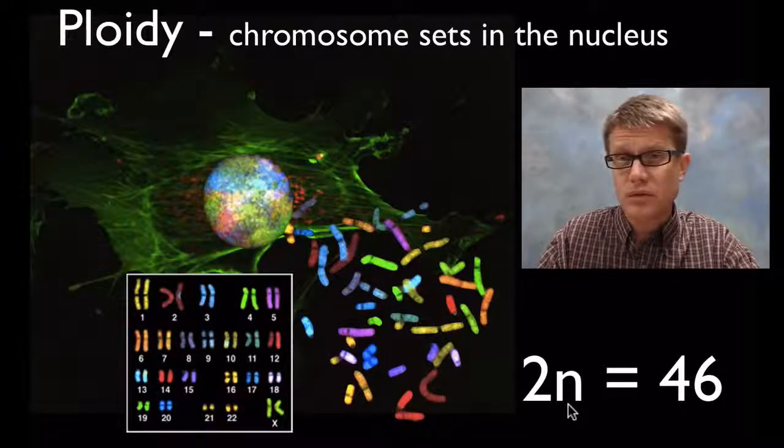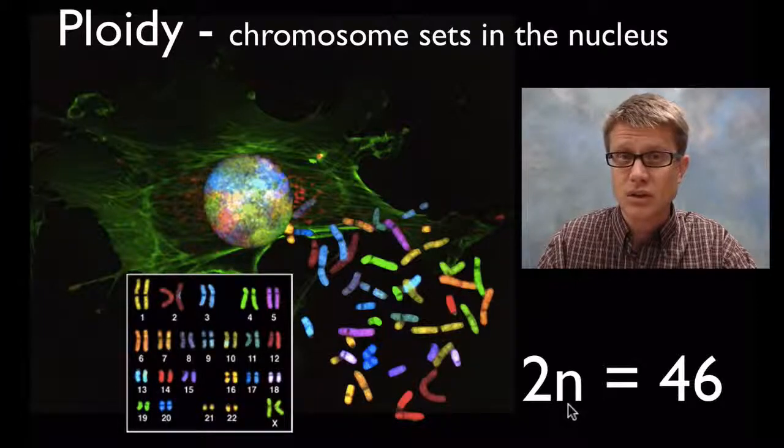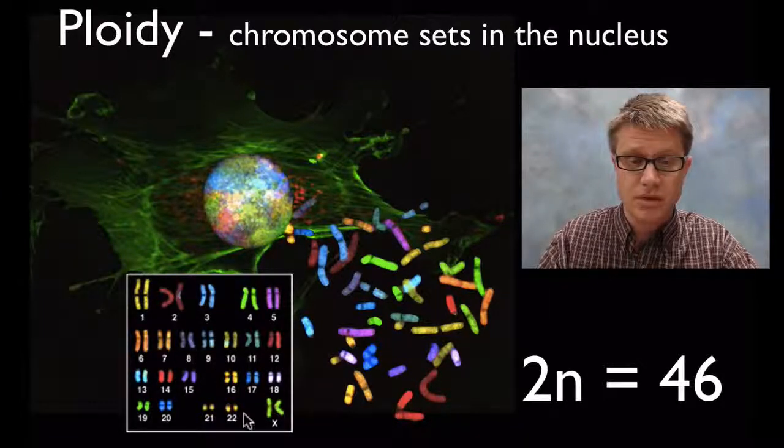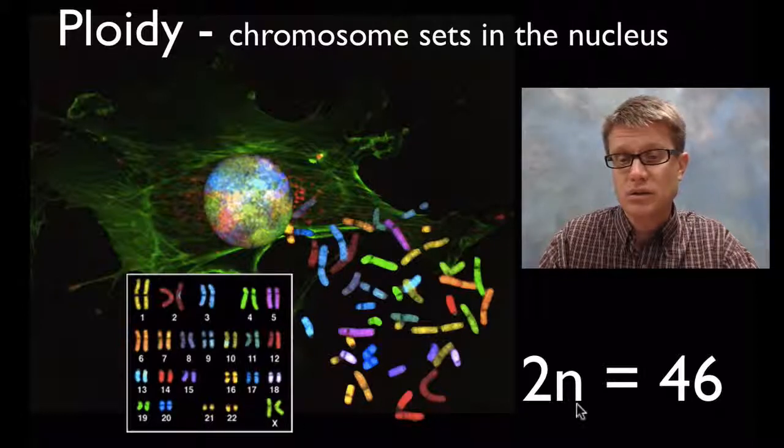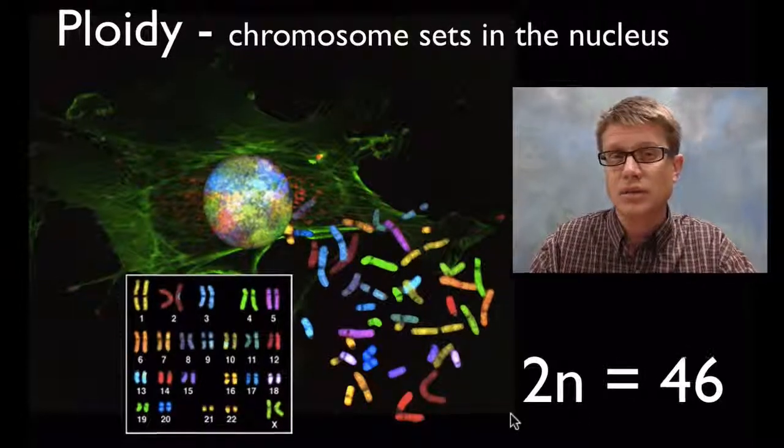Well, what does N refer to? It's the number of chromosomes. And again, in humans, we have 23. You can see here's 22, here's 23. But why do we put a 2 in front of the N? Because we have 2 copies of all of those.